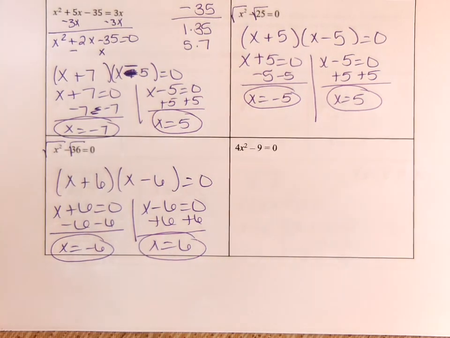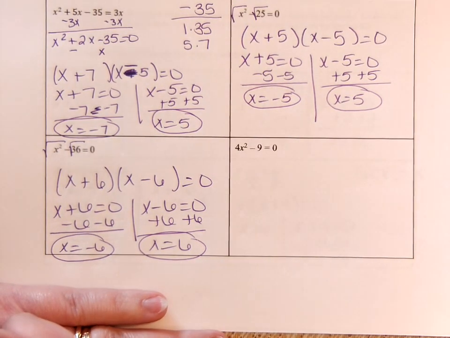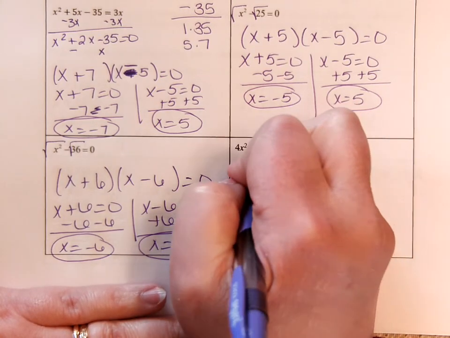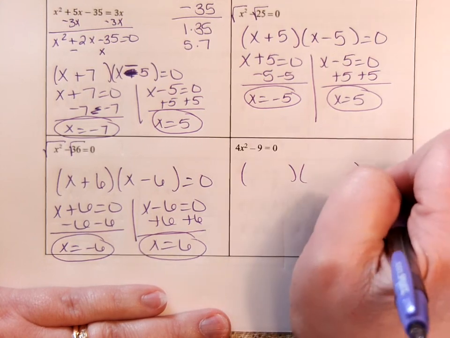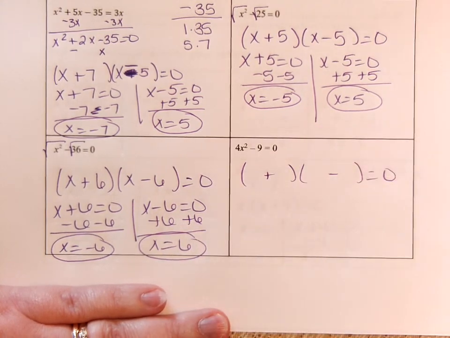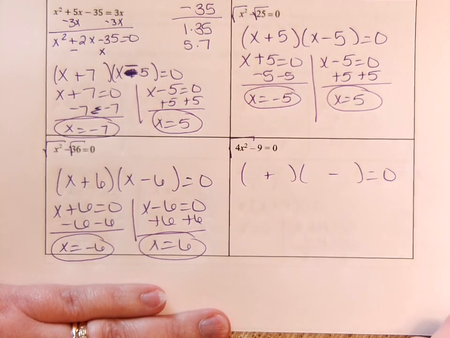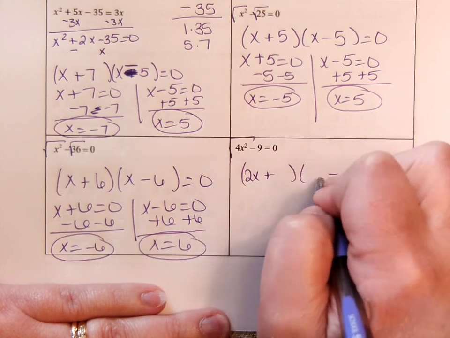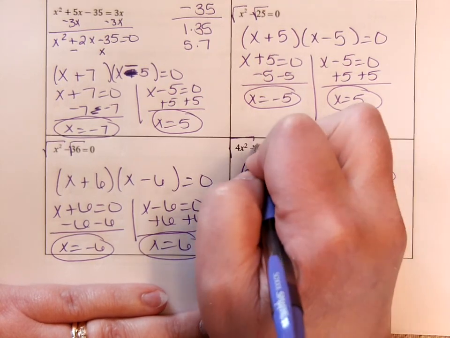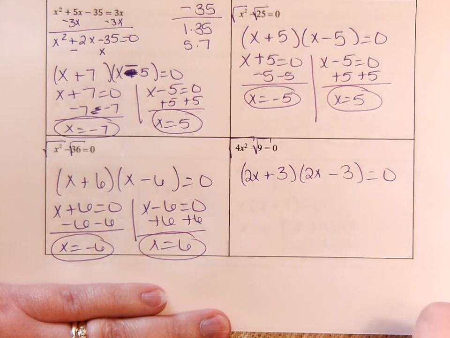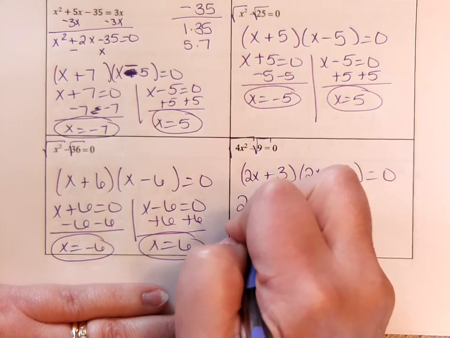One last and final one. Make it a slight bit harder, not too bad. We have 4x squared minus 9 equals 0. Still our difference of two perfect squares. Set it up with your plus minus, and we're still going to take our square roots. So the square root of 4x squared is 2x. And the square root of 9 is 3. So we're going to set these equal to 0 in our t-bar.